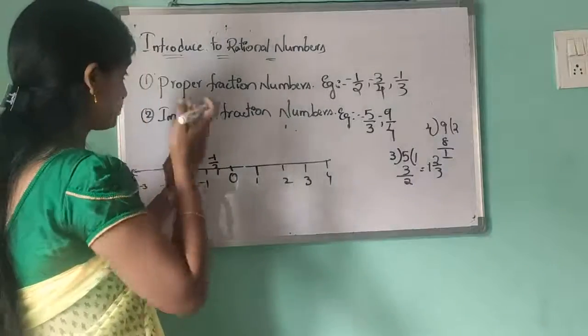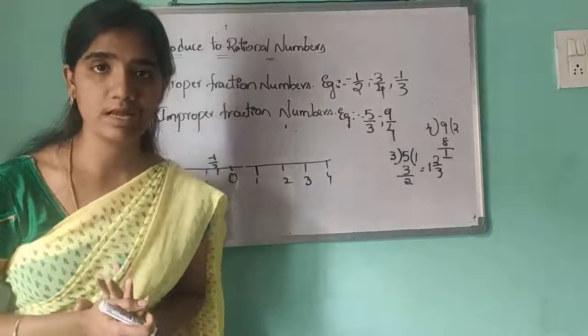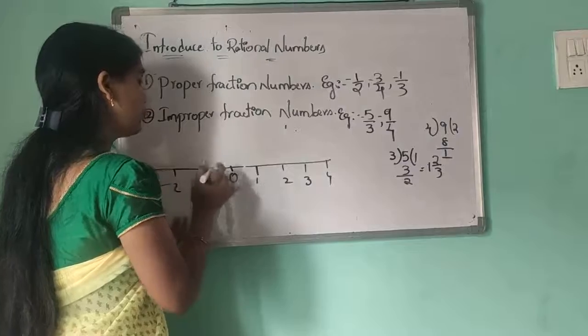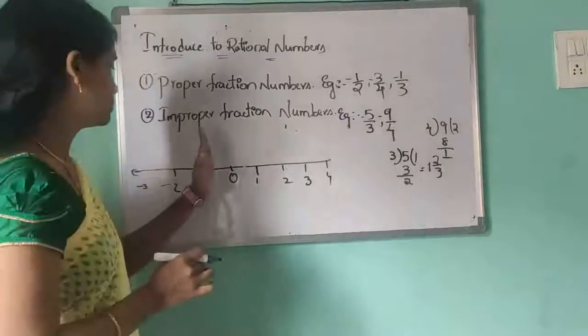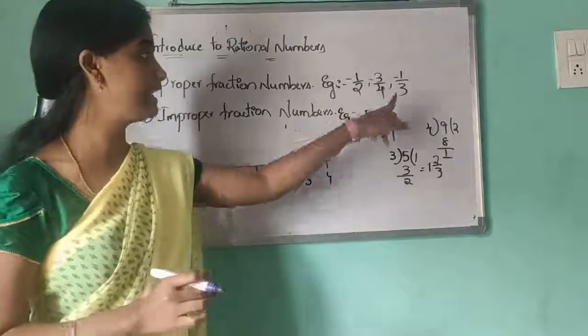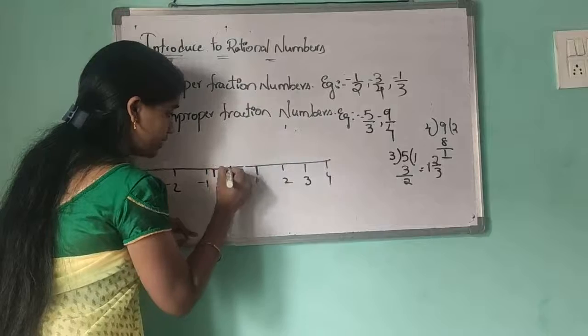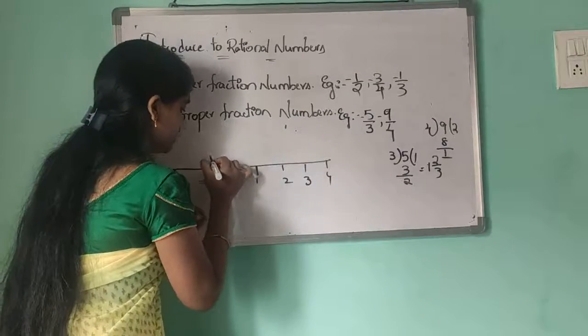Next, minus 1 by 3 is also the same. Minus 1 by 3 also lies in between 0 and minus 1. How many equal parts do we have to make? 3 equal parts. So 0 to minus 1 is divided into 3 equal parts, and here minus 1 by 3 can be represented.